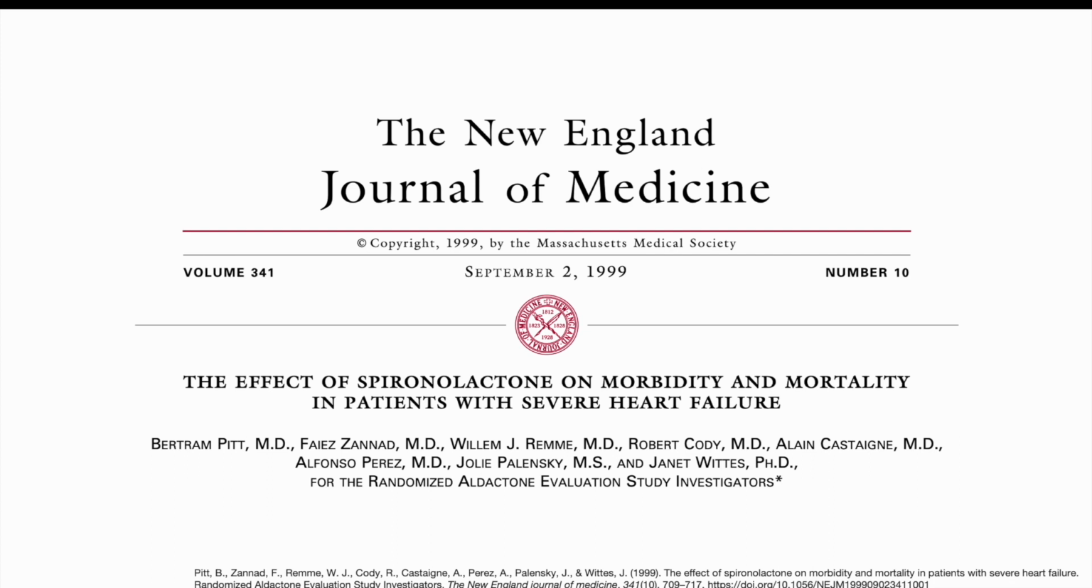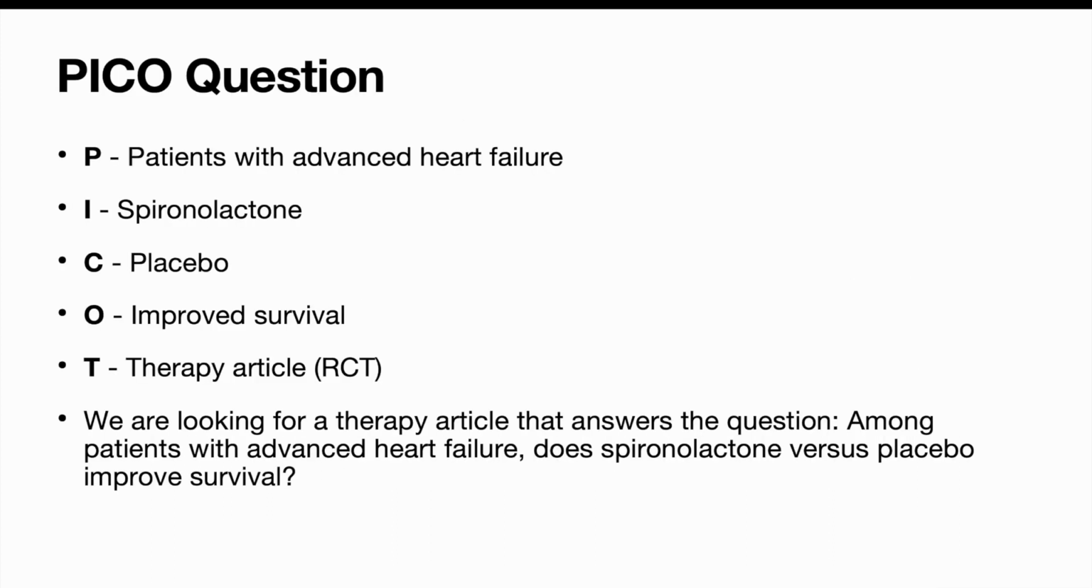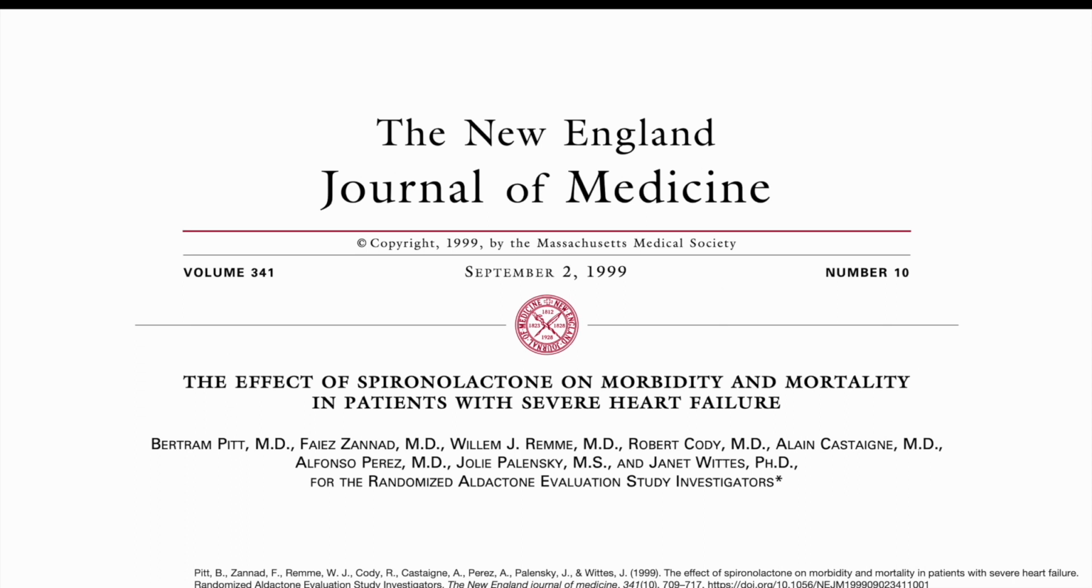So we put in, remember, we pick a couple of search terms. So I would pick spironolactone and heart failure as probably our two search terms. And if you're searching, for me, I would probably go to PubMed first, but you do have access through the school to some subscription journals. So I found this article. Now, this article is an old and classic article from 1999 from the New England Journal of Medicine. It's a famous article, The Effect of Spironolactone on Morbidity and Mortality in Patients with Severe Heart Failure.